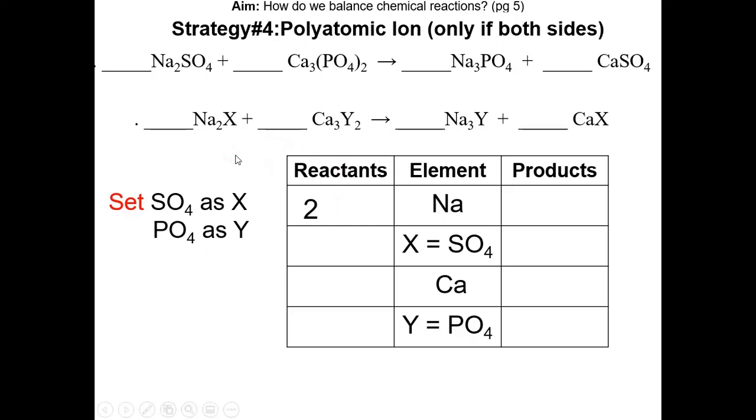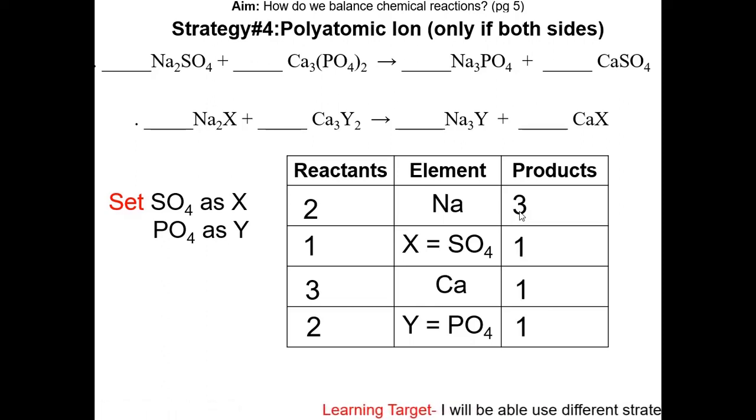We have 2 sodiums, 1 X, 3 calcium, and 2 Y on the reactant side. We have 3 sodiums, 1 X, 1 Ca, and 1 Y on the product side. Now we can use the regular table method to solve this chemical equation. So by looking at the table, we need 3 calciums on both sides. So we're going to put a 3 in front of the CaX so that we have 3 calciums, and we have 3X now.